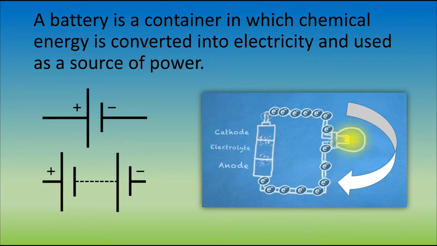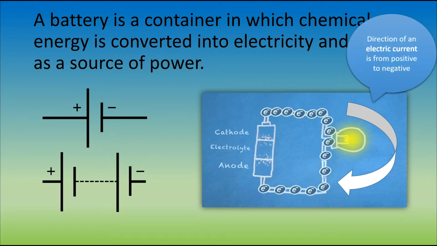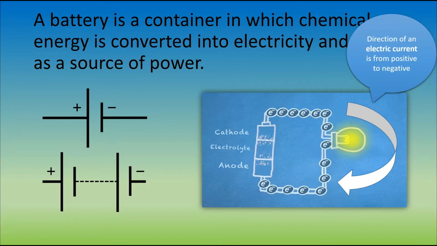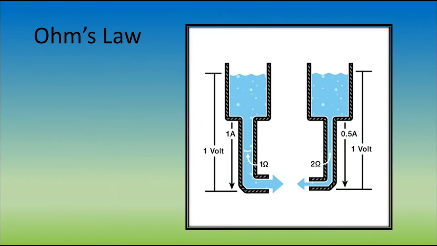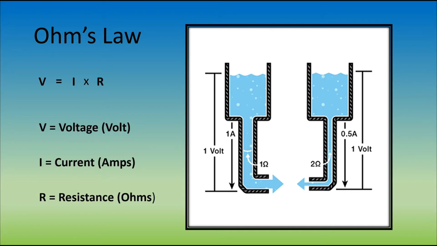An important note to make is that even though the electrons are moving from the anode to the cathode, current is said to go the opposite direction, because we define the direction of current as the flow of positive charges. Now we can quickly talk about Ohm's law. The law tells us that voltage is equal to the current multiplied by the resistance.